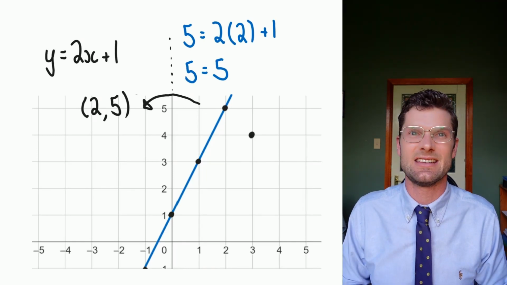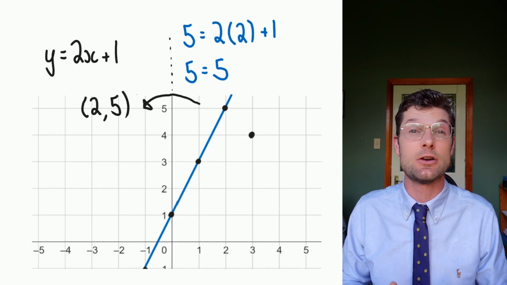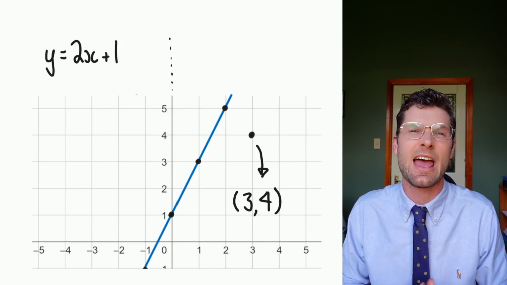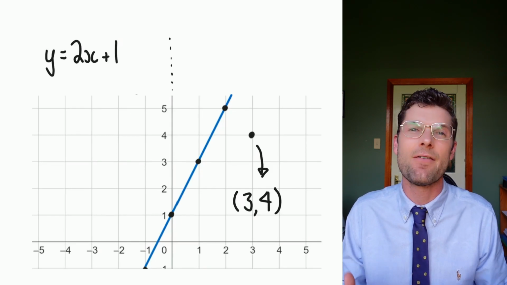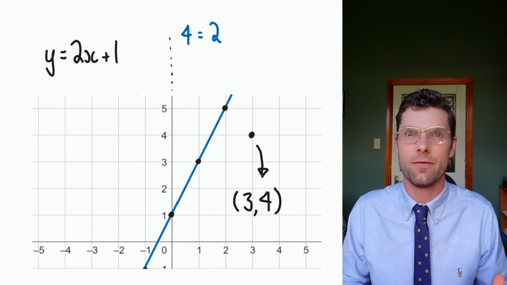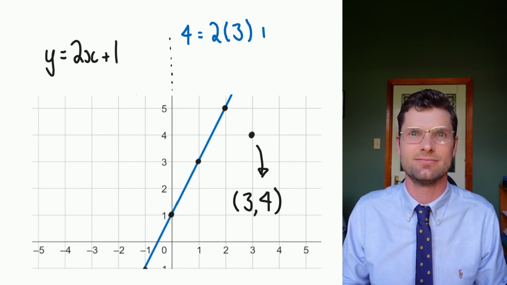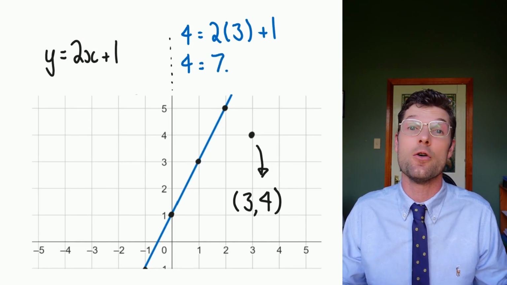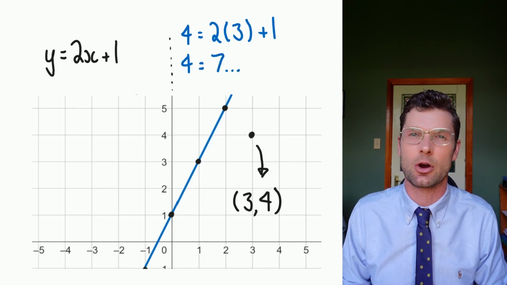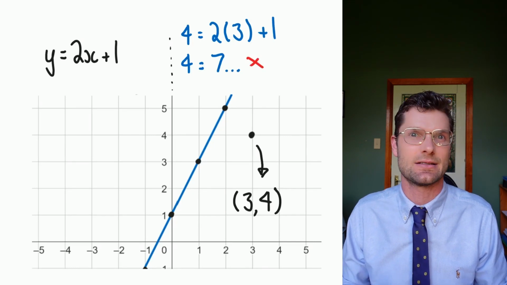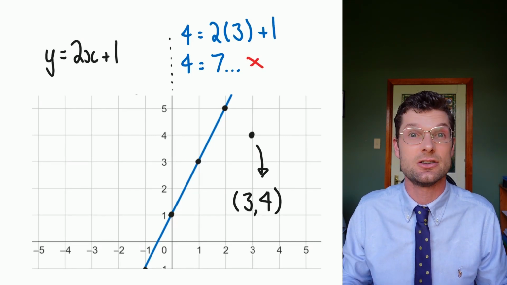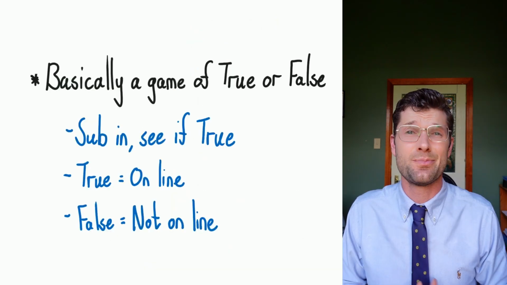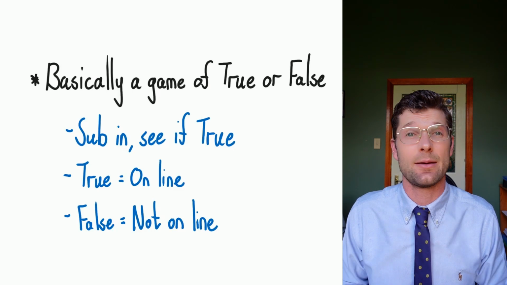But if you sub two numbers in and you get a false statement, that's when we know for sure it's not on the line. So for our point here that we know is not on the line, its coordinates are 3, 4. If I sub those two numbers in, I've got 4 is equal to 2 times 3 plus 1. 4 is not equal to 7, that's a false statement. So that means we know for sure it's not part of this linear equation. It doesn't exist in space. So we know that this point is not on a line, not just because we looked at it, but we also proved it algebraically.